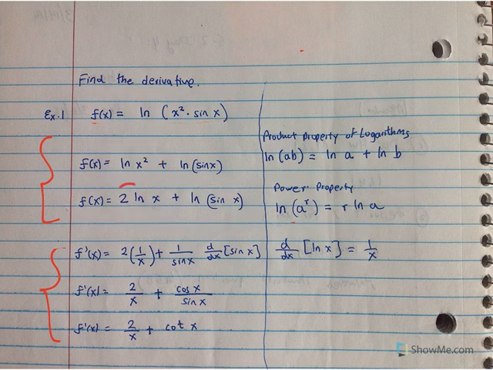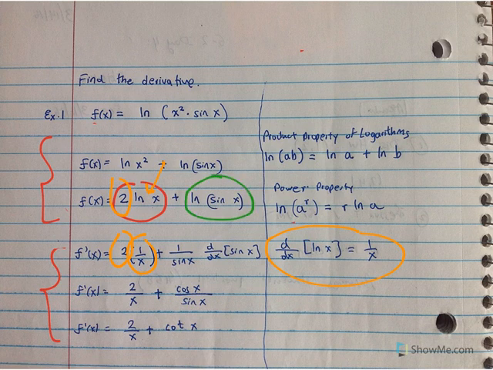So how do we take the derivative of 2 times the natural log of x? Well, 2 is a constant, so we just keep the constant, and the derivative of natural log of x, as you may remember, is 1 over the argument. So we have 1 over x. So that takes care of the derivative of the first term. Now how do we take the derivative of the second term?